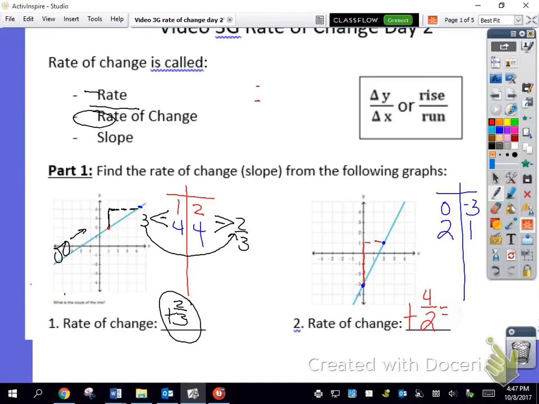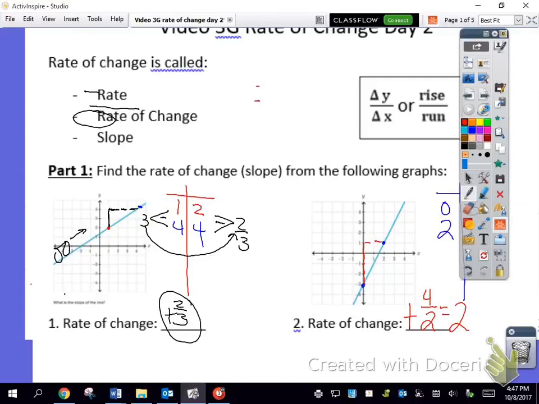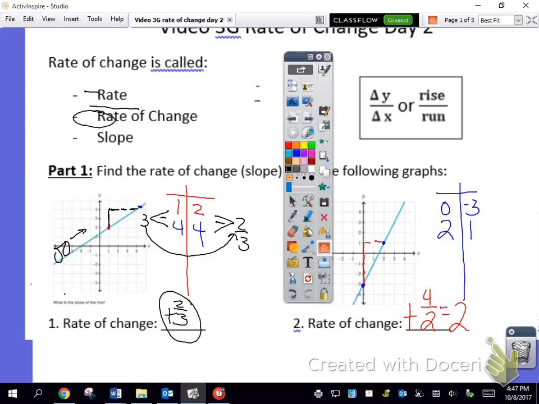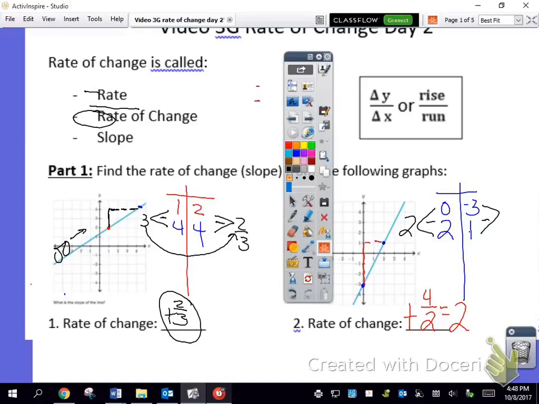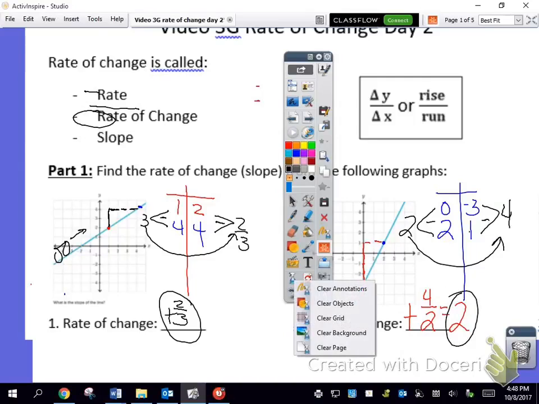Now, if I put that in the calculator, that reduces to 2. 4 divided by 2 is 2. So let's see if that is correct. I'm going to subtract on both sides. 2 minus 0 is 2. And then 1 minus a negative 3. Now put that in your calculator, 1 minus negative 3. Notice that comes out to be a 4. Swing it over, and that's what we have, 4 over 2. And when you divide 4 by 2, you get 2.